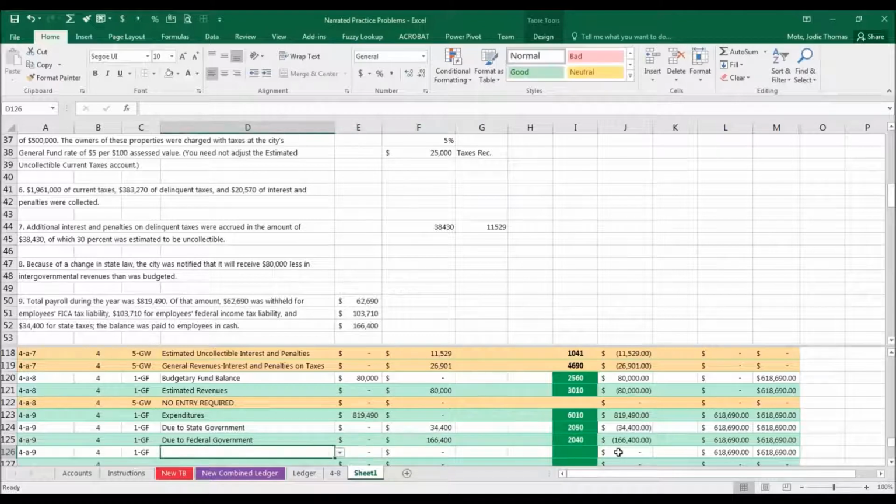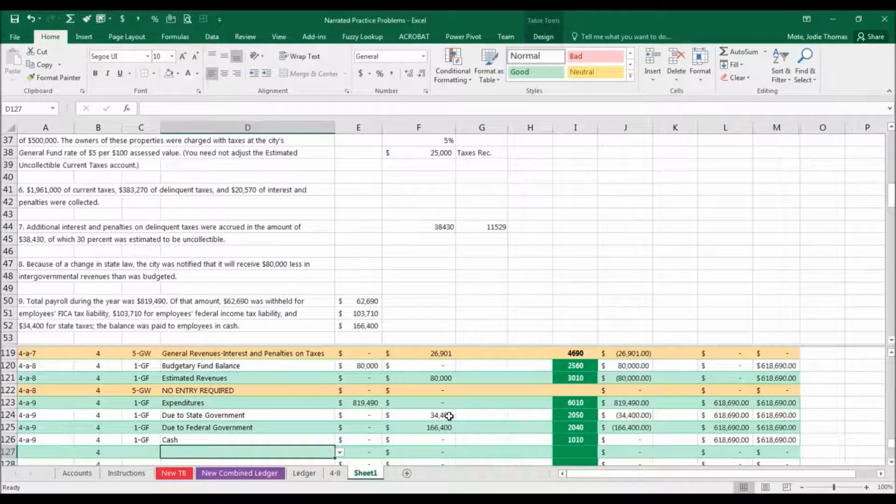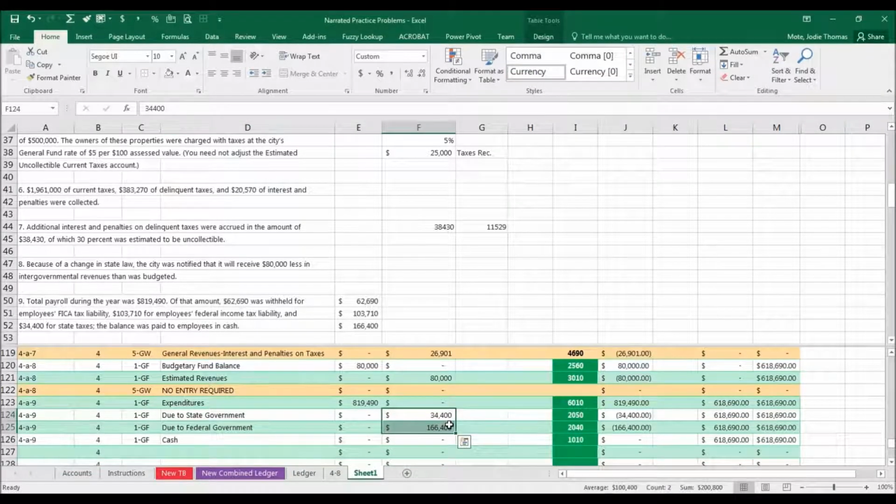And so what's left is actually going to go out the door in cash to the employees. These two right here will go out the door eventually when we remit the amounts withheld to the federal government. But for now, those are just recording the liabilities. So the cash amount that we're sending out the door in actual paychecks to the employees is going to be the difference in all those, 618,690.